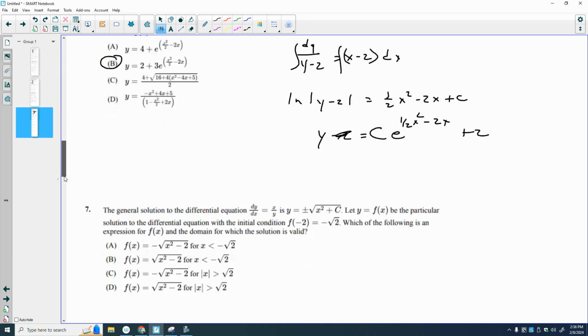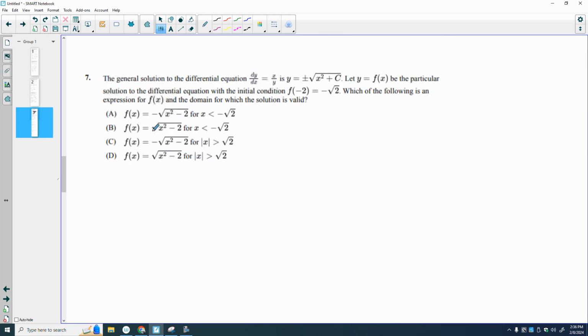Question 7. The general solution to that is this. Let y be the particular solution. Which of the following is an expression for the domain? Okay, so we're going to do what we've been doing. We're going to switch places, but kind of. This one isn't as bad.